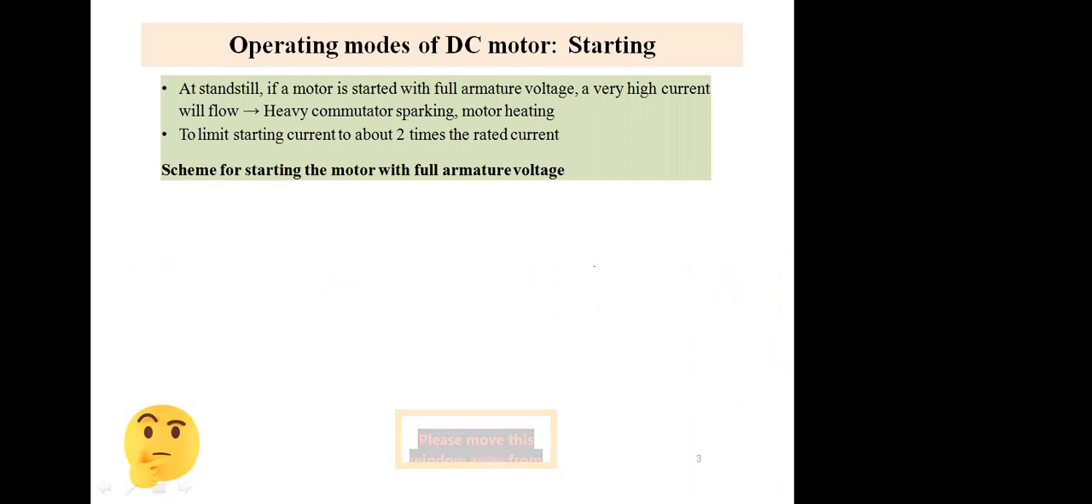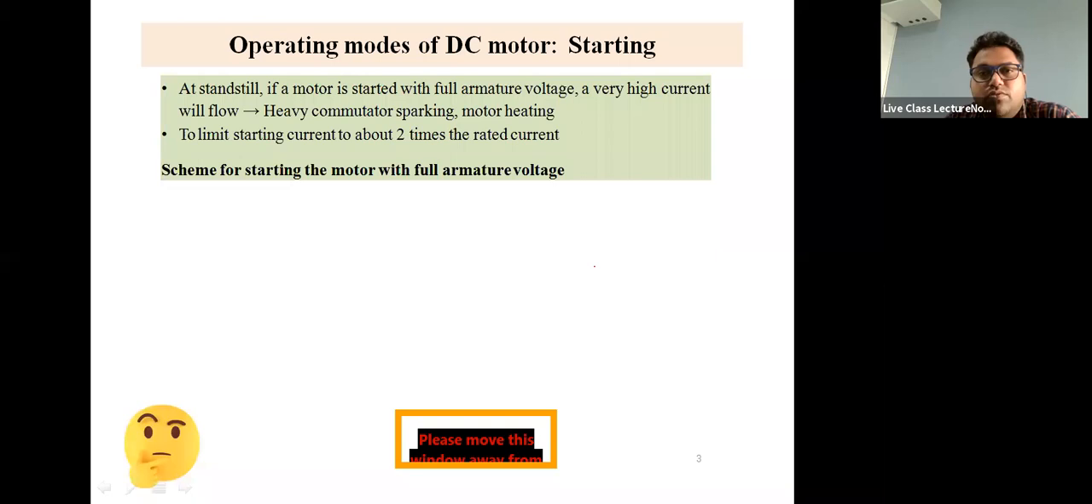Don't worry. That second point, sir, to limit the starting current to about 2 times the rated current. Which one? That second point, to limit the starting current to about 2 times the rated current. You can have more points. You can have a 4-point starter also. It will depend upon how big the motor is. If you have a very large motor, say a 30 HP motor, then you would have gone for many more points, at least 5 or 6 points, right?